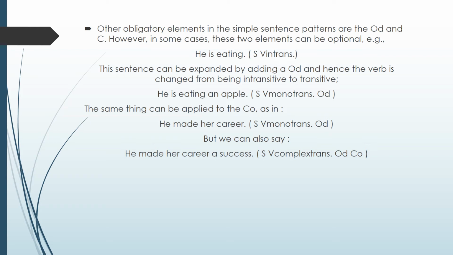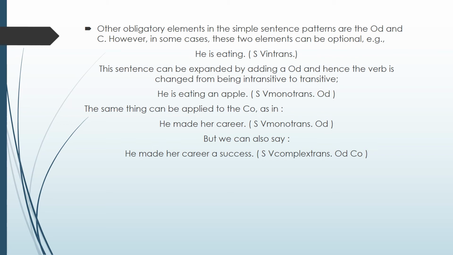For example, if we examine this sentence, he is eating. In this sentence, we have a complete idea in a simple sentence consisting of only two elements, he as a subject and is eating as a verb. So the verb eat is a verb of action, yet it does not need an object to complete its meaning. So we say that this is an intransitive verb, and the sentence he is eating belongs to pattern number 7.